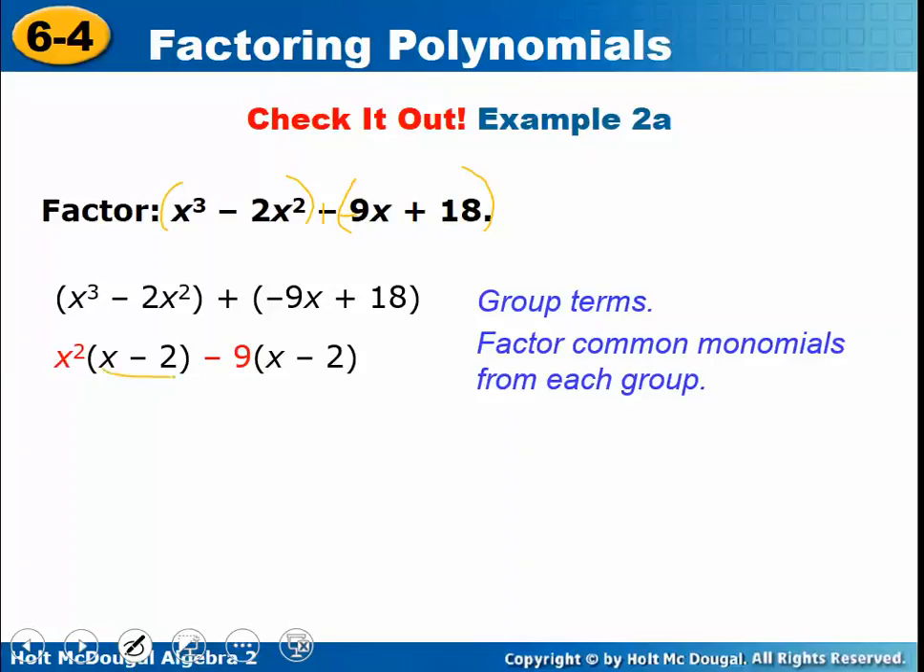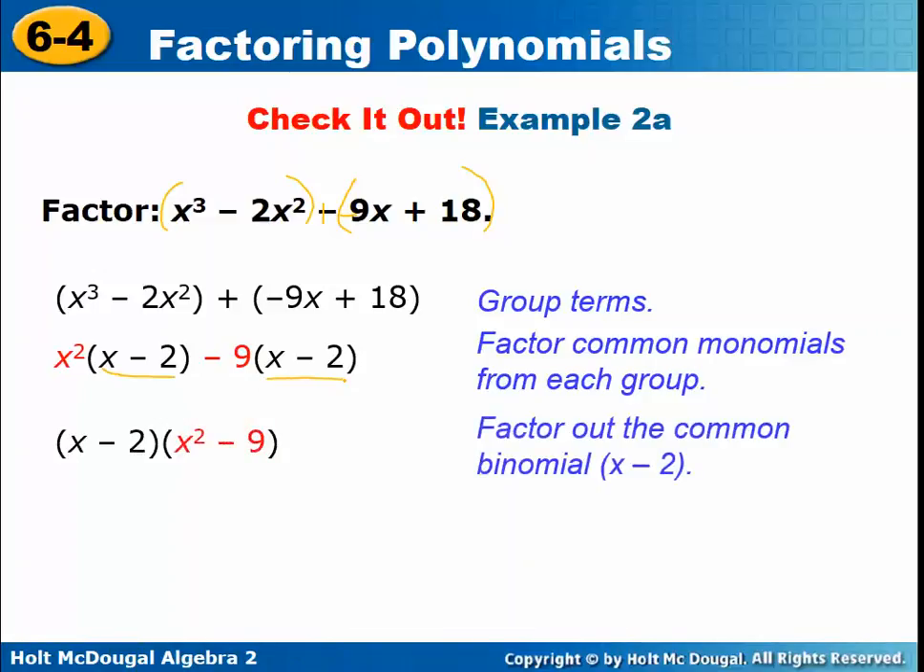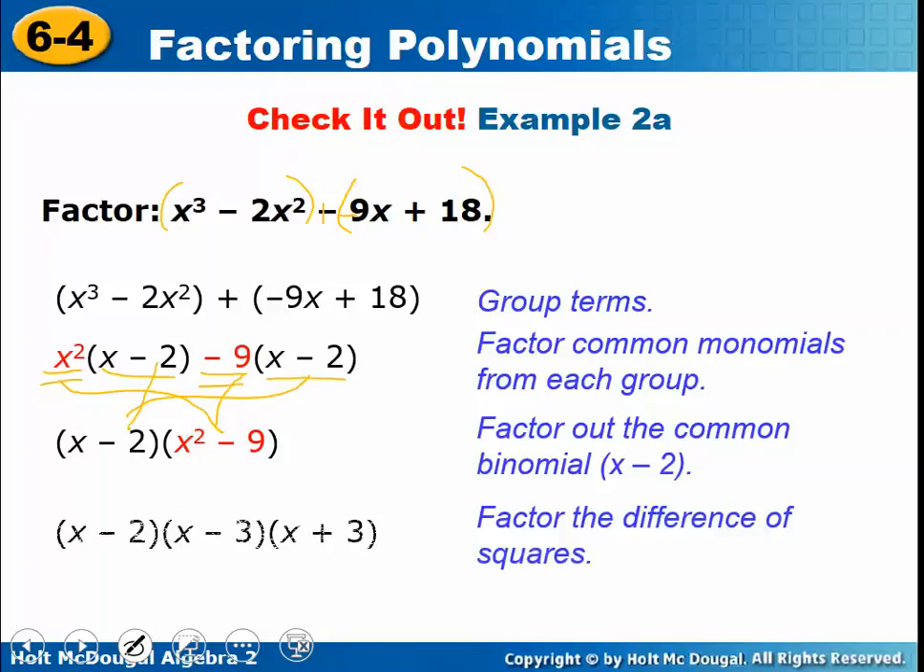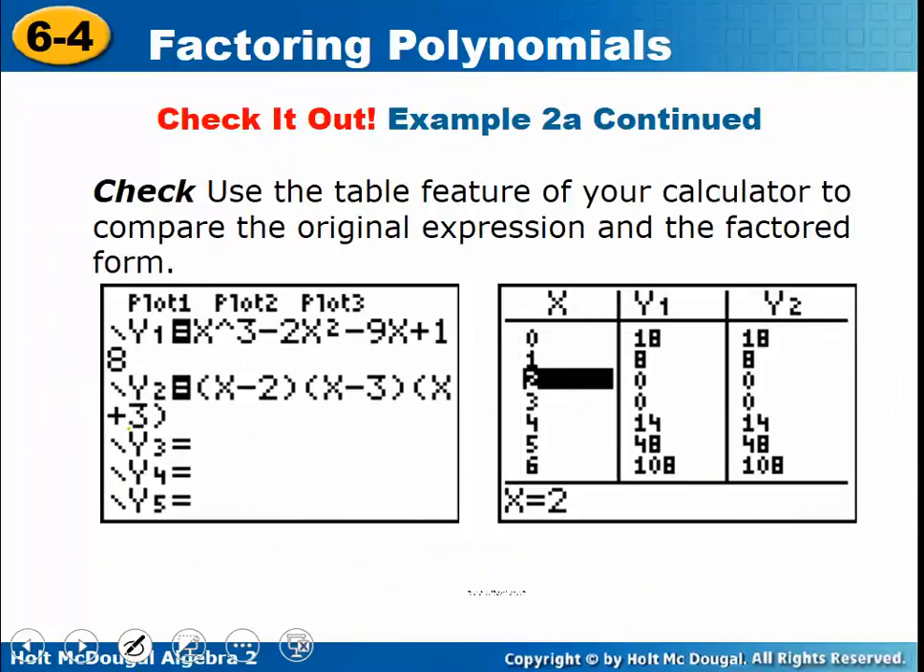So now I have x minus 2 and x minus 2. Those are the same thing. Those are common binomials. So put that in one set of parentheses, and then really it's just what's left will go in the other. So these will go here, and this goes here. And that's it. Oh, nope, now we got to check. x squared minus 9 can be factored as x minus 3, x plus 3. Now we're done. So this was, again, a little bit longer one.